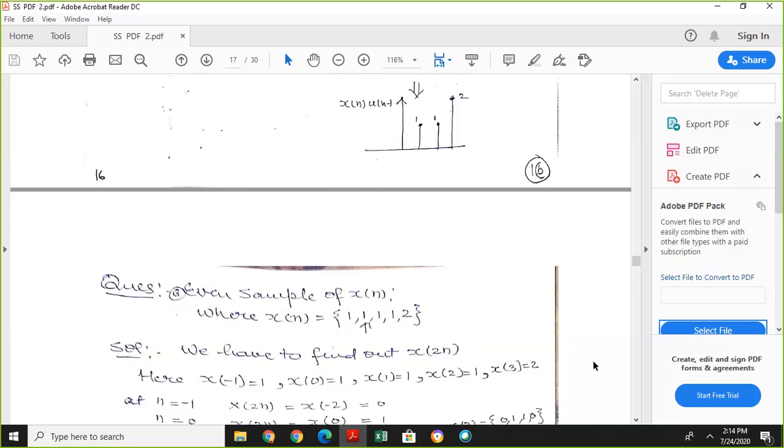Even function. Calculate the even function of x of n, where x of n is given by this sequential representation. First you have to find out x of 2n, because you have to calculate the even function. Even function means you have to calculate x of 2n.